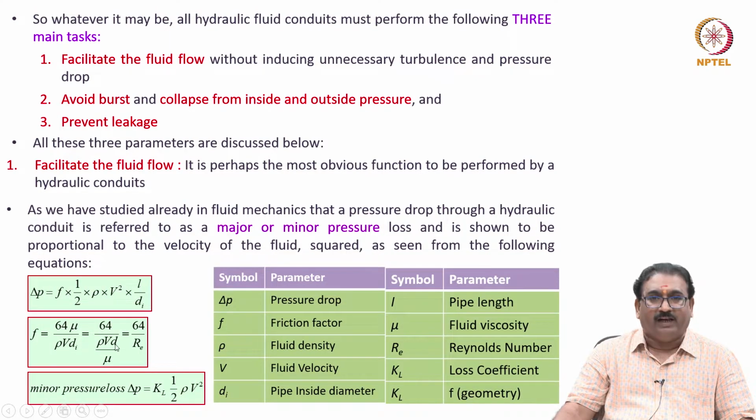We already studied in fluid mechanics ΔP = f × (1/2)ρV² × (L/di), where ΔP is the pressure drop, f is the friction factor, ρ is the fluid density, V is the fluid velocity, di is the pipe inside diameter, and L is the pipe length.